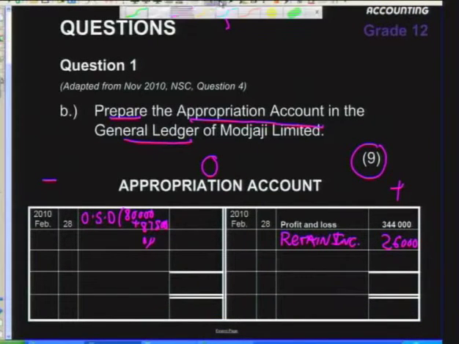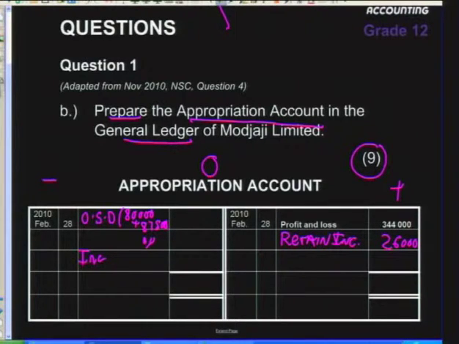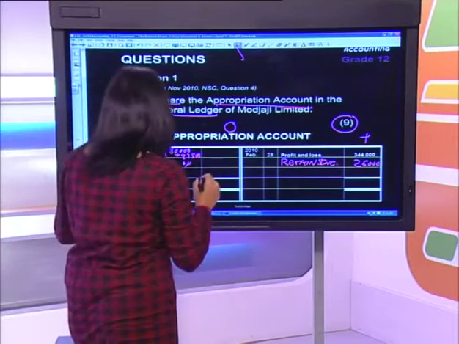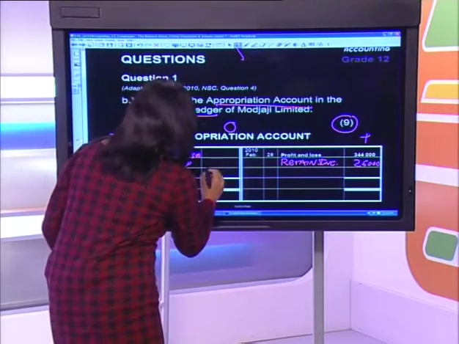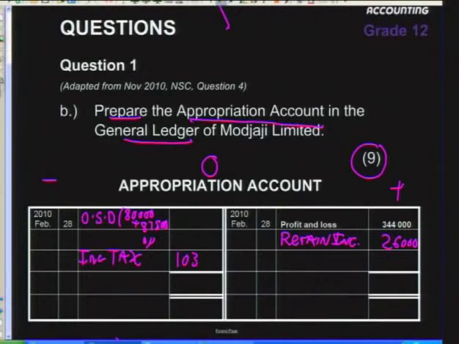Okay, on the debit side of this account, guys, my details will be income tax. And this time, remember, it is not what you owing the receiver, but rather the expense for taxation for the year, which was the amount of 103,200.